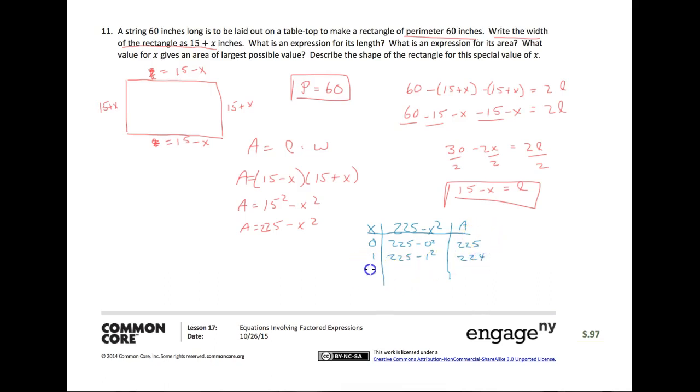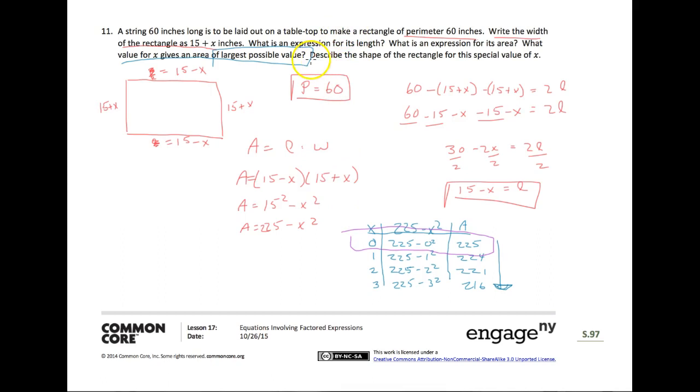It's already getting smaller. If I put a 2 in there for x, I'm going to get 225 minus 2 squared, 221. 3 in there, 225 minus 3 squared. And hopefully you can see 225 minus 9 is 216. As you can see, the area is getting smaller and smaller. And so if we're trying to find what value of x gives an area of largest possible value, it's pretty easy to see that x equals 0 gives us the biggest of the numbers.